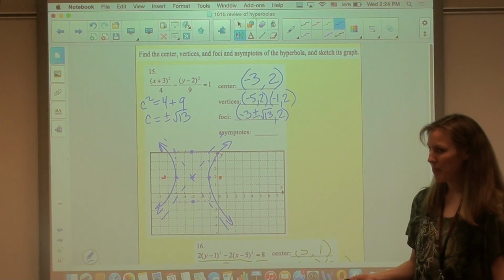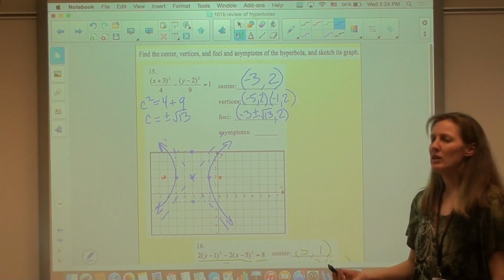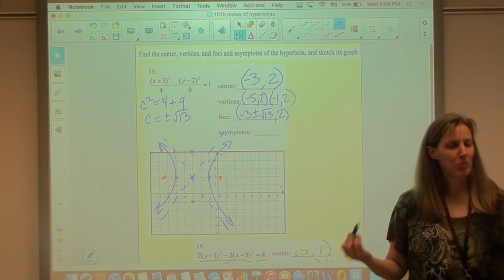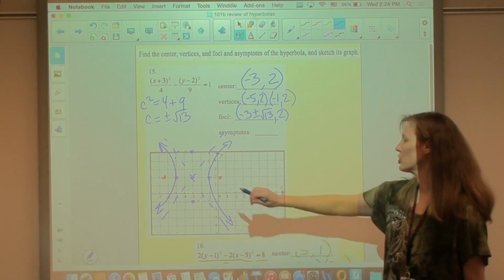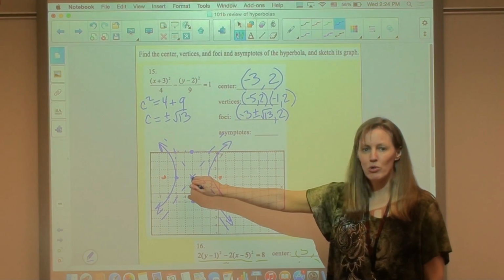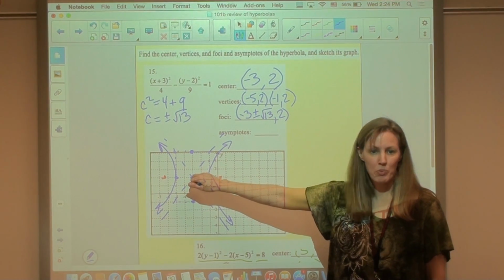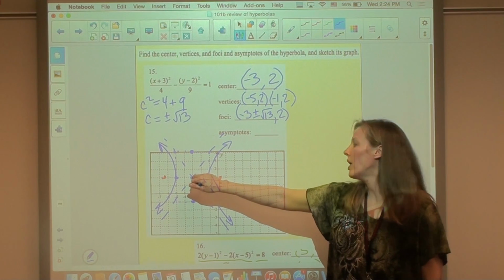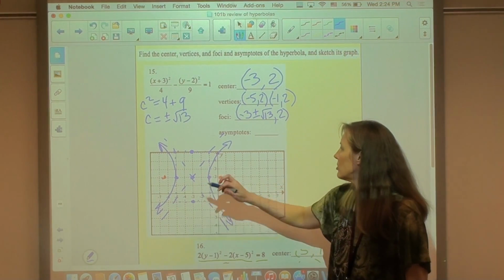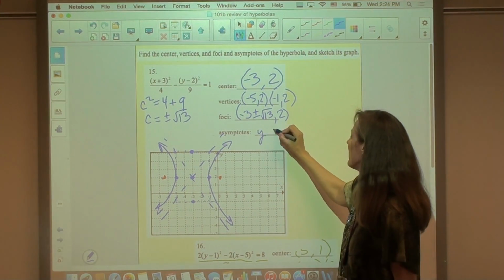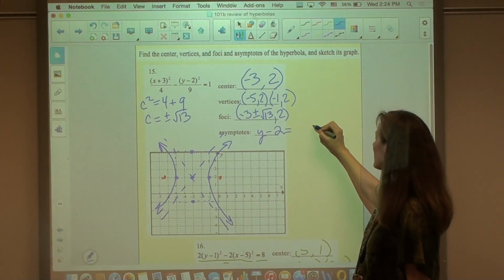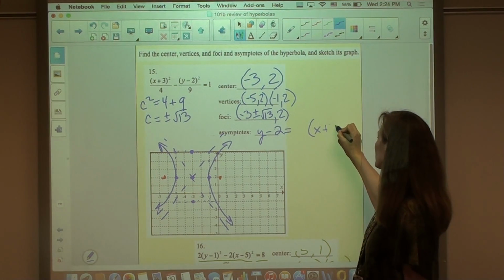Asymptotes. When you write the equations of the asymptotes, just keep them in point-slope form. The center is always on both asymptotes. So that's your point, right? So our point is -3, 2. So for our asymptotes, we're going to have y minus 2 equals something times x plus 3.